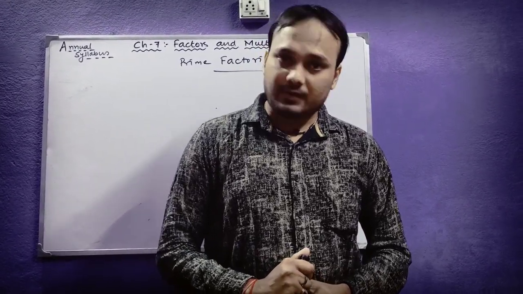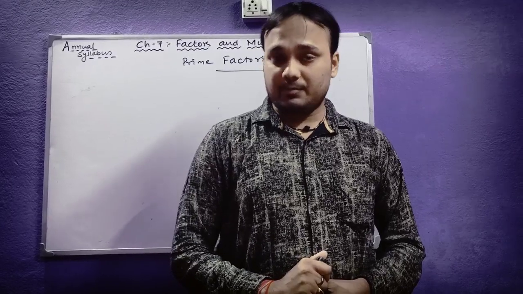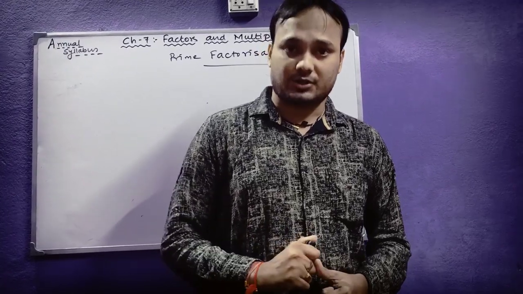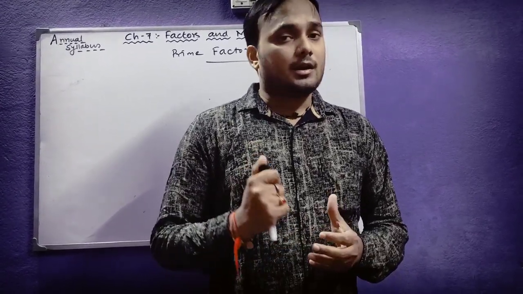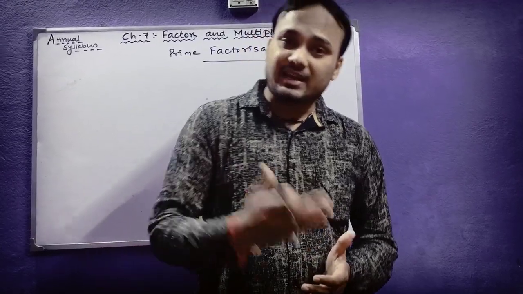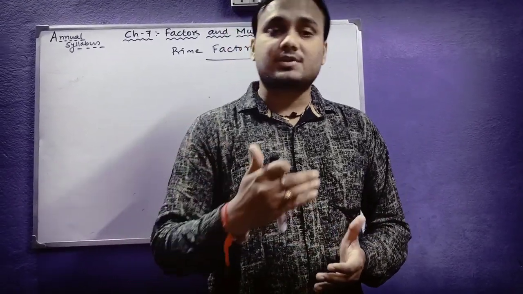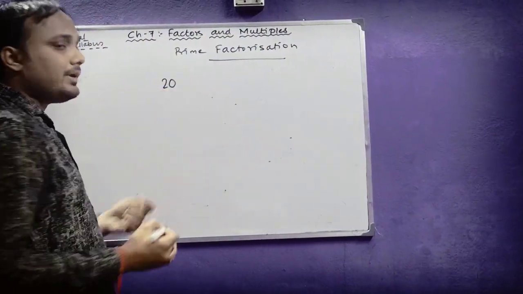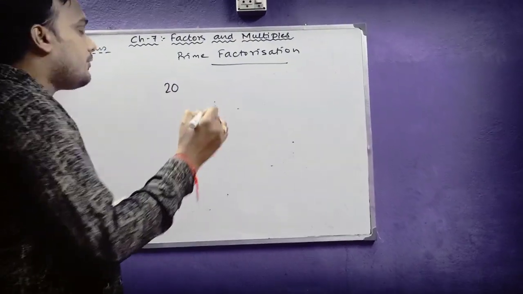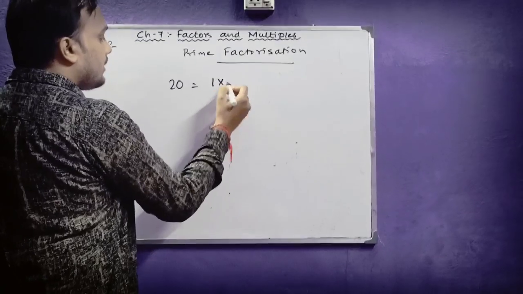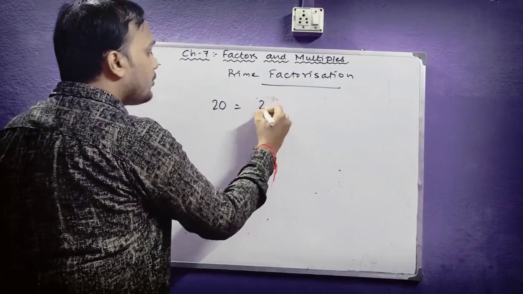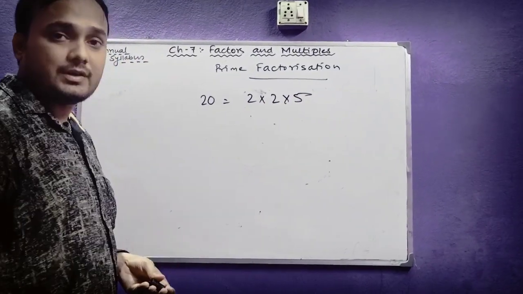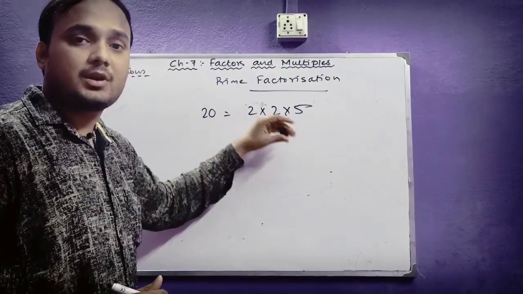This prime factorization is very, very important to determine the factors of any number, because generally when we determine the factors of any number, we basically use the process of prime factorization. Like if I have a number, suppose 20, 20 can be expressed as 1 into 20, or as 2 into 10, or as 2 into 2 into 5. You see, 2 into 2 is 4, 4 into 5 is 20. So this is a very simple example of prime factorization.